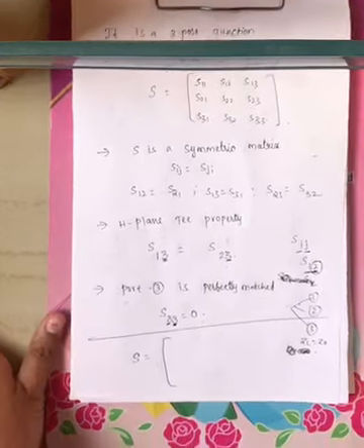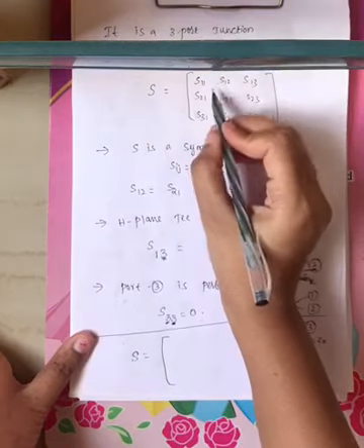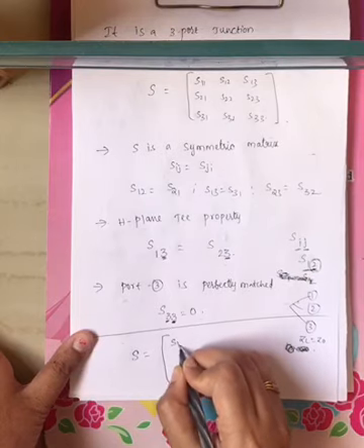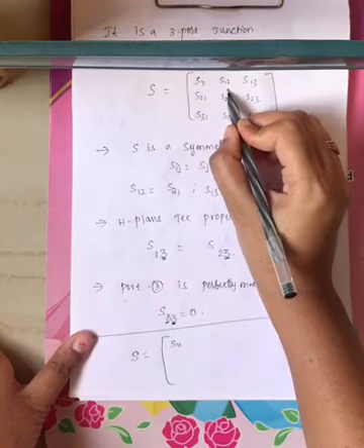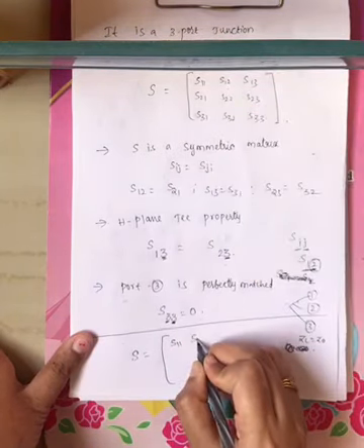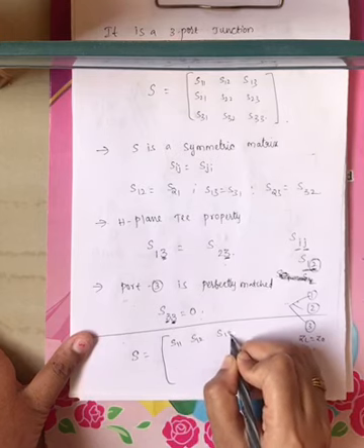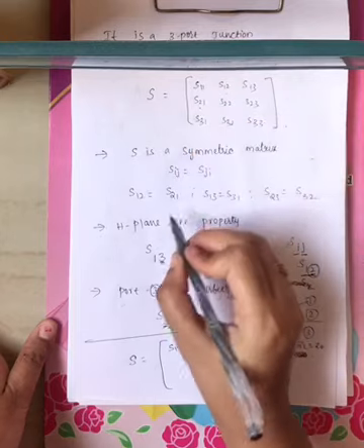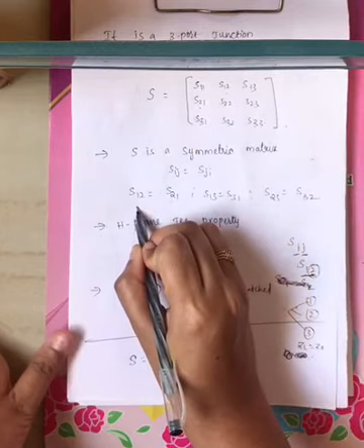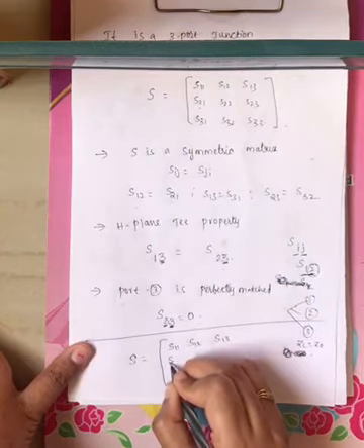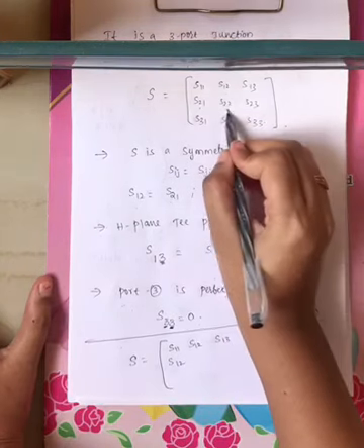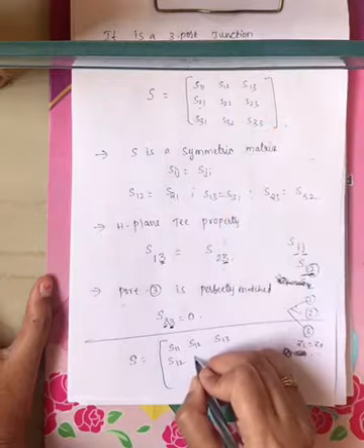Now I am substituting all these values. What is the first one? You have S11, and S11 remains as it is. Next you have S12. S12 also remains as it is, and S13 also remains as it is. Next you have S21. From the symmetric property, S21 equals S12. Next one is S22, and S22 remains as it is.